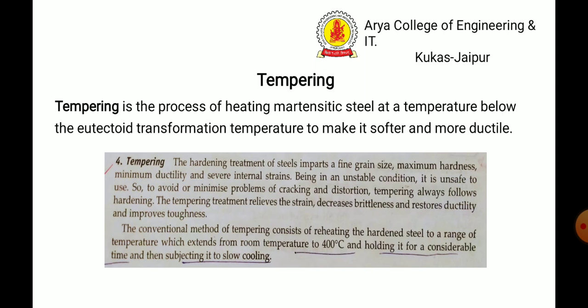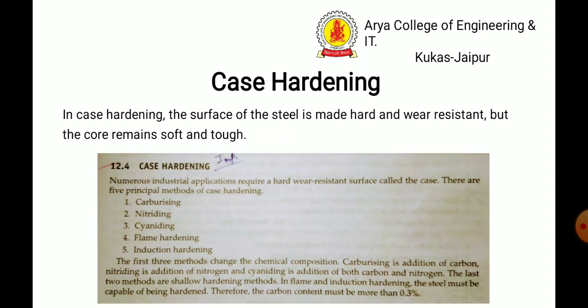The next one is tempering. Tempering is the process which we use only for martensitic steel at a temperature below the eutectoid transformation, or we can say a temperature range up to 400 degrees centigrade, and then holding the metal for some considerable time, and then it is subjected to slow cooling. So it is very much the same as the annealing process.